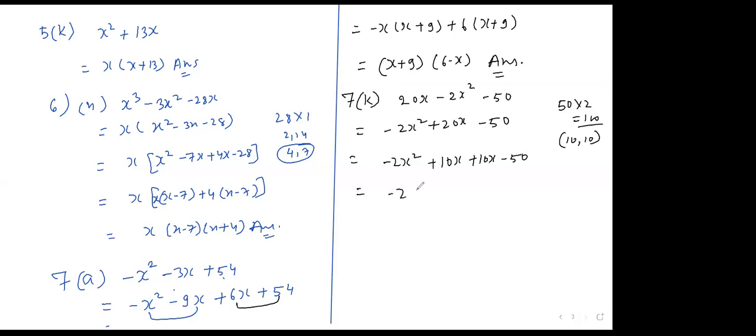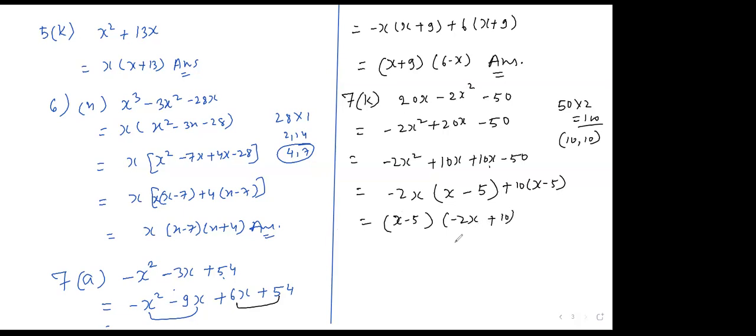So taking negative 2x common. From the first term we have x, and since we have taken the negative sign before the parenthesis, we have a negative sign over here. Okay, x minus 5. And between these two terms, 10x minus 50, we have plus 10 common, x minus 5. So we can see that x minus 5 is common over here. So x minus 5 can be taken as common, and negative 2x plus 10.